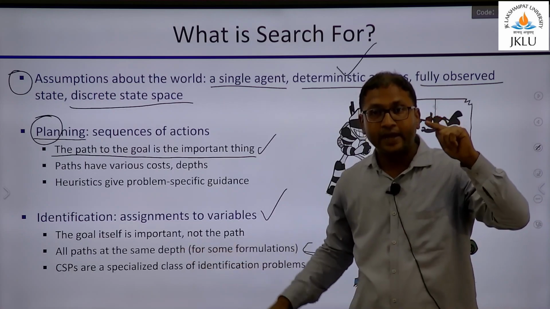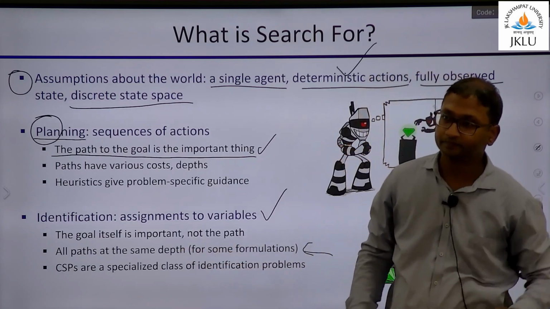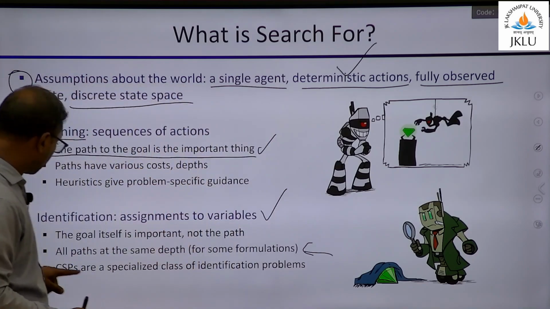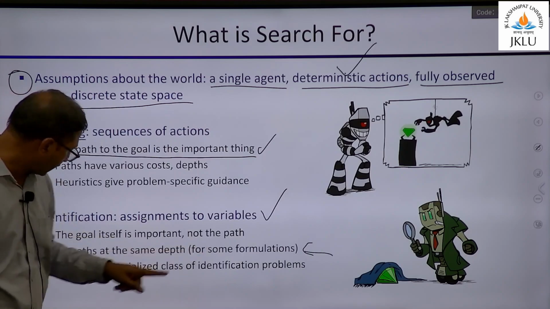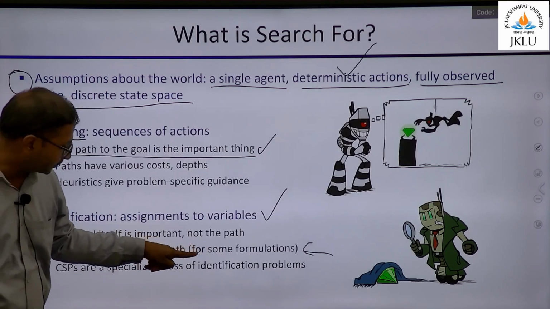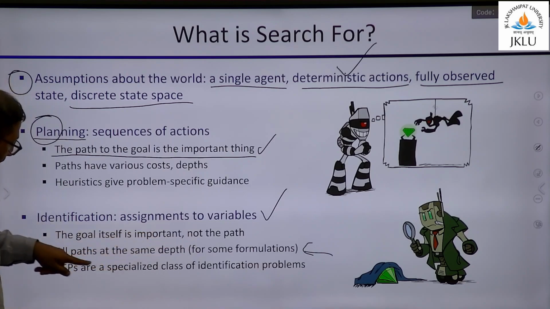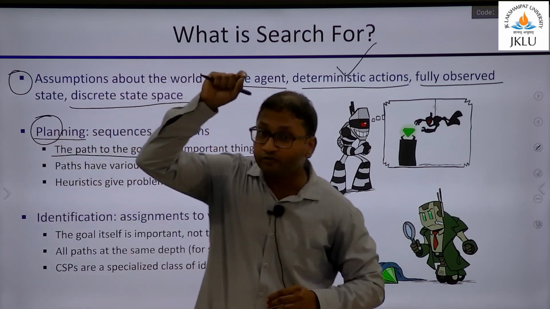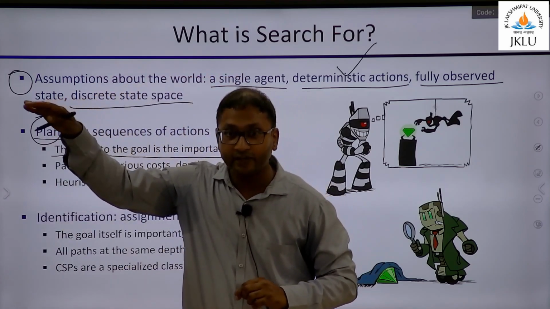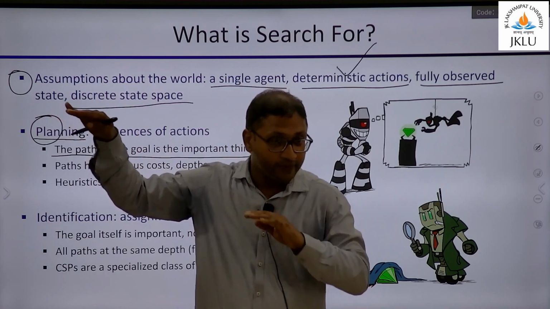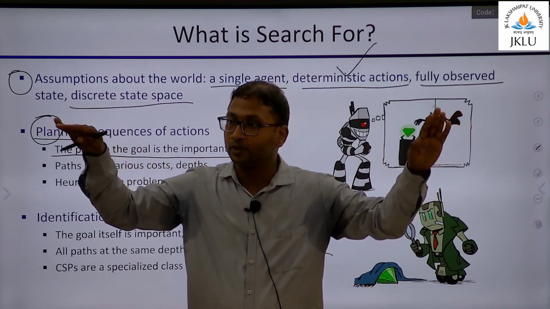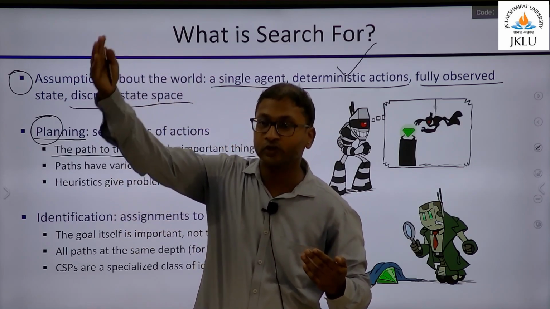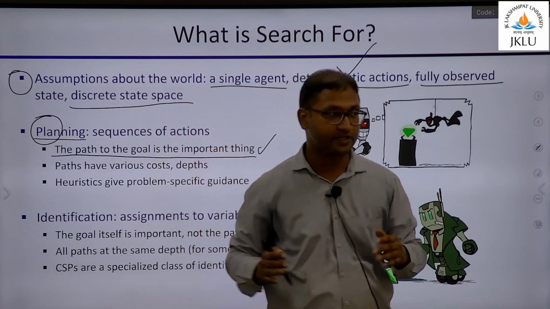Now what will happen at level 7? All colored. So CSPs are a specialized class of all paths at the same depth, right? All paths at the same depth for some formulations. So all valid colorings, they will be at which level? They will be at the 7th level. You can't have valid colorings at 6th, 5th or 4th level. Does this make sense?